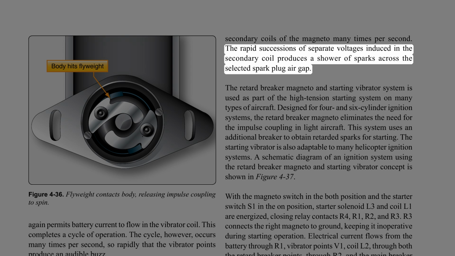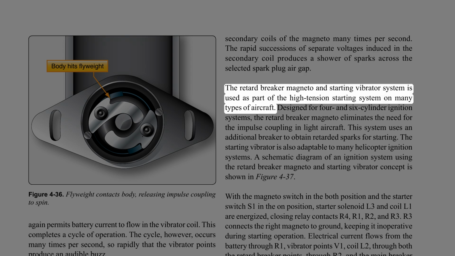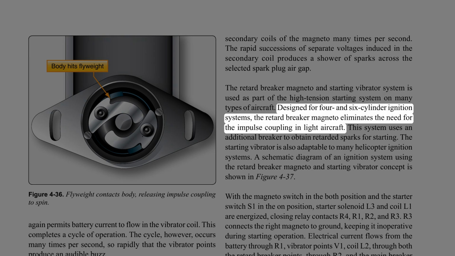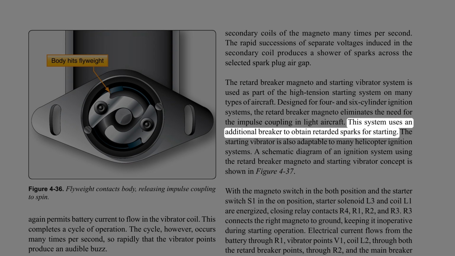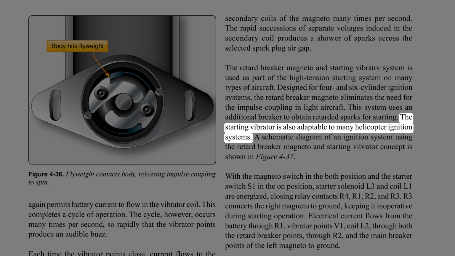The retard breaker magneto and starting vibrator system is used as part of the high-tension starting system on many types of aircraft. Designed for 4- and 6-cylinder ignition systems, the retard breaker magneto eliminates the need for the impulse coupling in light aircraft. This system uses an additional breaker to obtain retarded sparks for starting. The starting vibrator is also adaptable to many helicopter ignition systems.